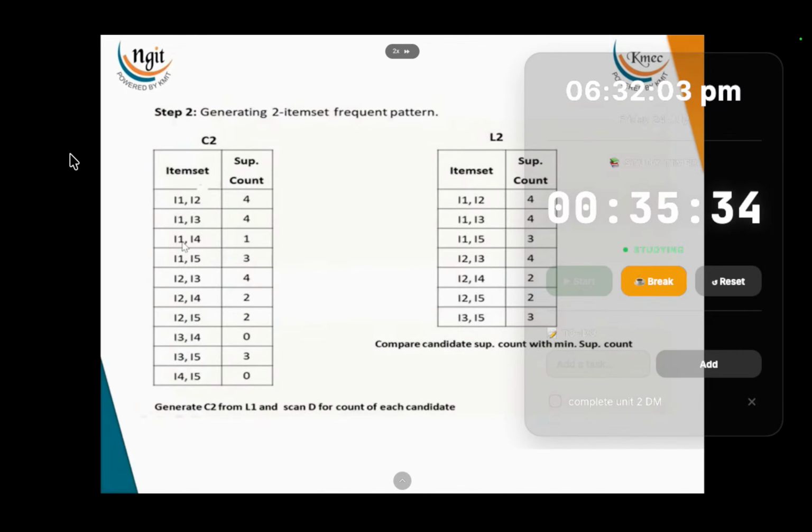So here, what are the items which are less than the support count value? I1, I4, and then I3, I4, and I4, I4. All these items were removed from the list. Now the items which are greater than the support count, those items are listed.